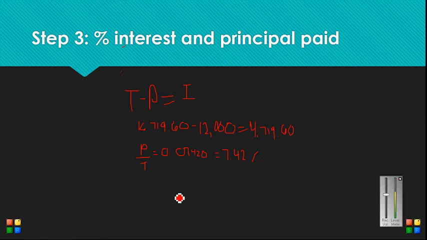Now you do the same thing for your interest. So your interest divided by your total. So your interest is going to be your $4,719.60, and you would divide that by $16,719.60, and that would give you a total percentage of 28.2%. So pretty much all of your monthly payment is going toward your interest, and not a lot is going towards your principal.